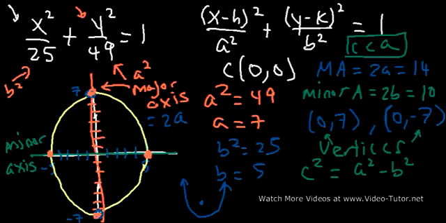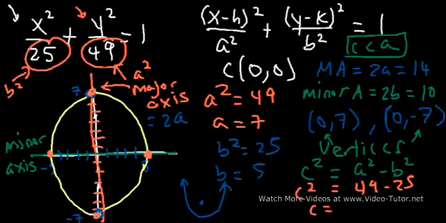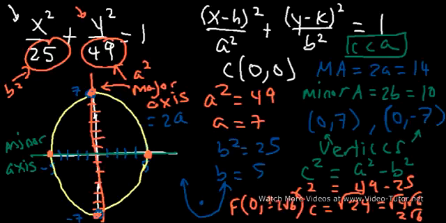But let's solve for C squared. We already know the value of A squared, and this is B squared, so it's 49 minus 25. And that's 24, but if you take the square root of both sides, the square root of 24, we can reduce that to root 4 and root 6. So it's 2 root 6. So the coordinates of the foci, x is 0, y is c, so it's plus or minus 2 root 6. As a decimal, 2 root 6 is about 4.89, so just under 5. So the foci should be somewhere over here and somewhere over here.